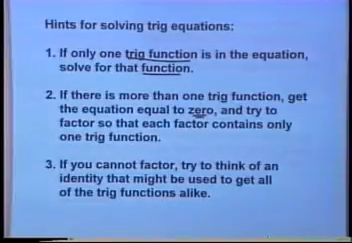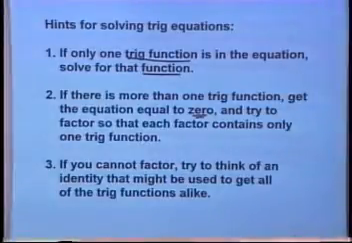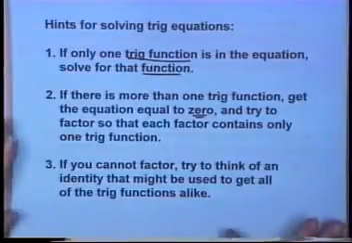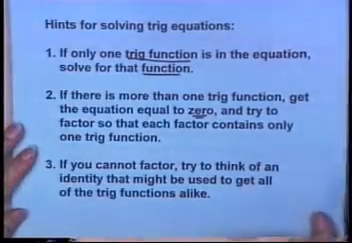Recall those basic identities like sine squared x plus cosine squared x equals 1. We can put an alternate form, sine squared x equals 1 minus cosine squared x. So we can always replace a sine squared x with 1 minus cosine squared x. There will be other identities that we may talk about as we solve these equations.